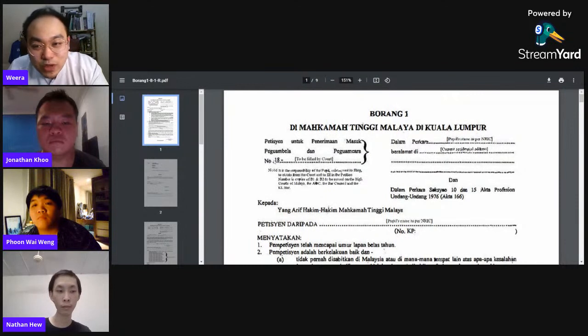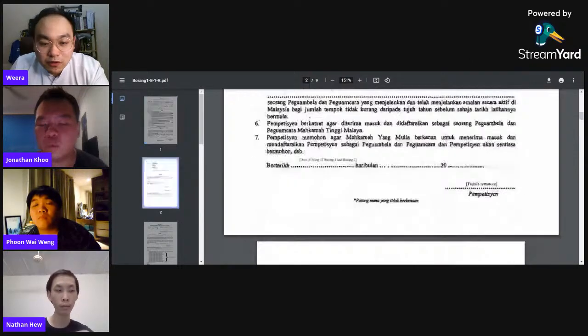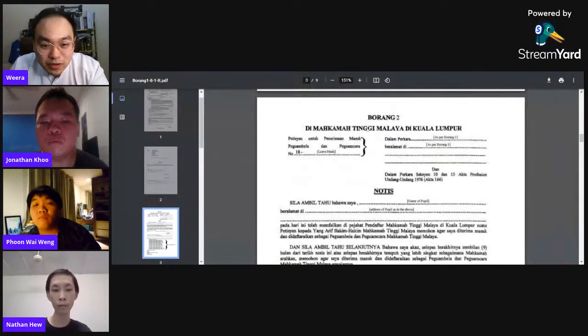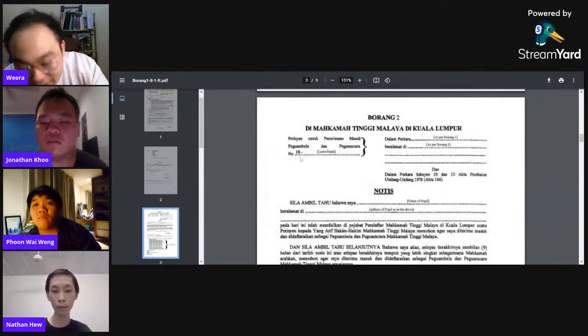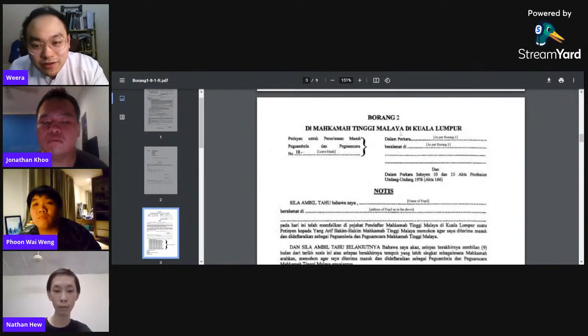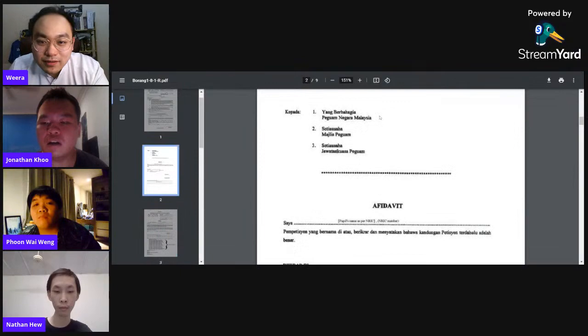It doesn't matter if you want to put the WA code or not, as long as you put at least this suit number here. Of course, you have to remember to do it as well on Borang 2. On how to get the suit number, we will go through that very quickly later on.